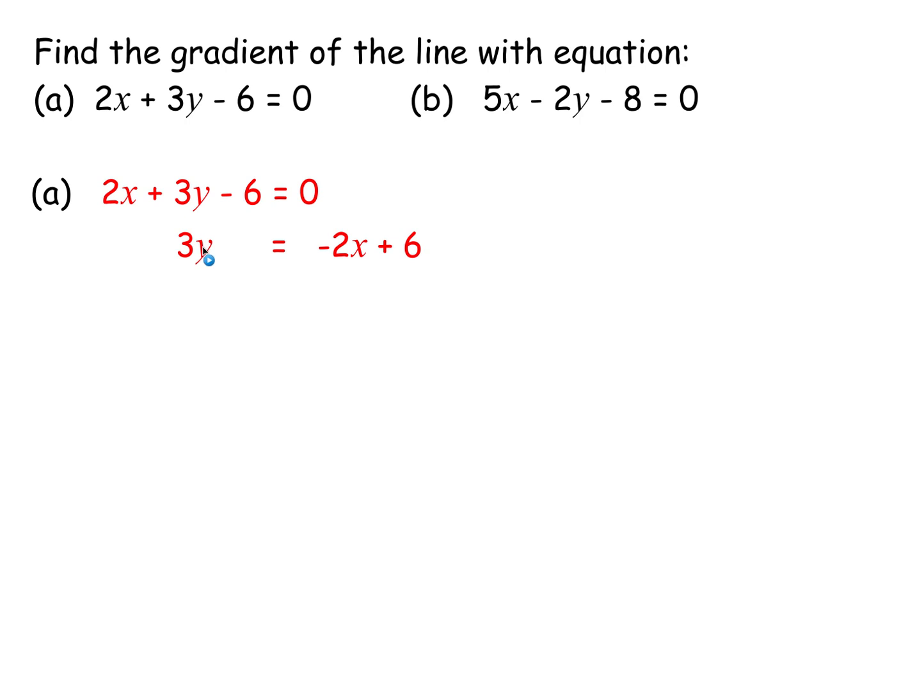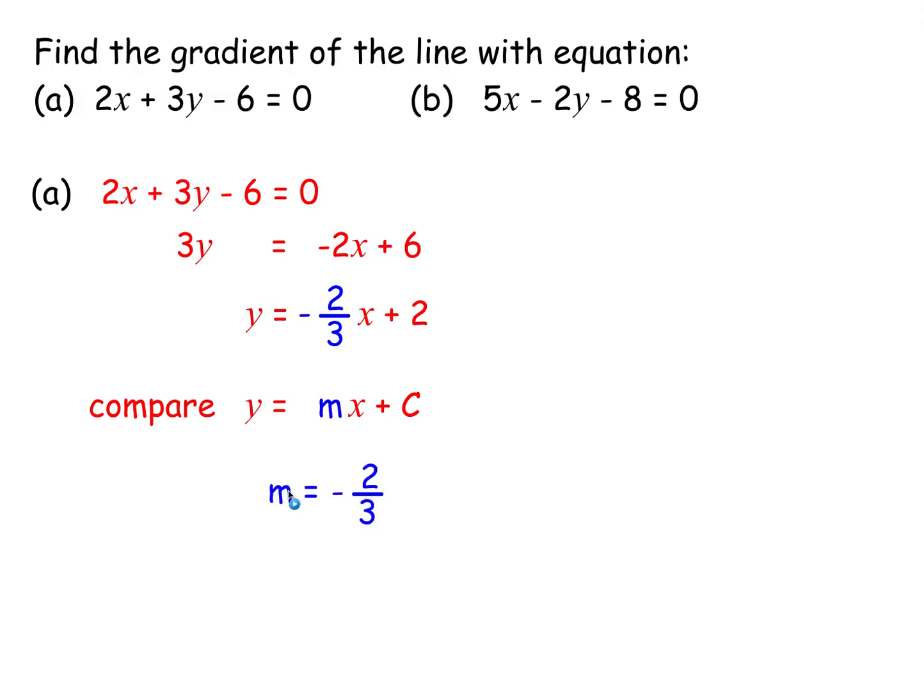Divide everything by 3. Divide the left by 3 and you'll get y. Divide the right by 3 and you get negative 2/3 x here and you get 2 here. The gradient is negative 2/3. Just by looking at y equals mx plus c, m is negative 2/3. That's the gradient: negative 2/3.